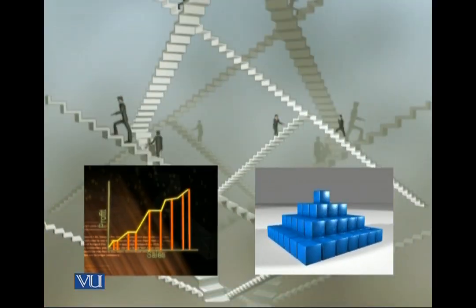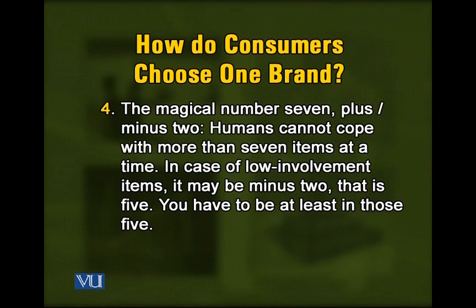Let us now move on to the next perception, which the psychologists call the magical number 7, plus minus 2. What does that mean? Well, that means that the human mind has a limited capacity to save information or to store information. And they say that we do not really have a capacity higher than storing just about 7 items of similar nature.